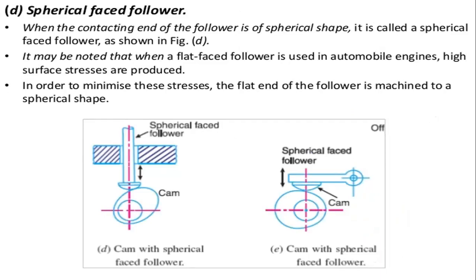Next one is the spherical faced follower. When the contacting end of the follower is in a spherical shape, it is called a spherical faced follower. It is like the lower end point of a plunger. When you see a plunger which is used in inspection, it has a spherical faced end. In the same pattern, this follower gets a face of spherical shape. That's why we call it a spherical faced follower.